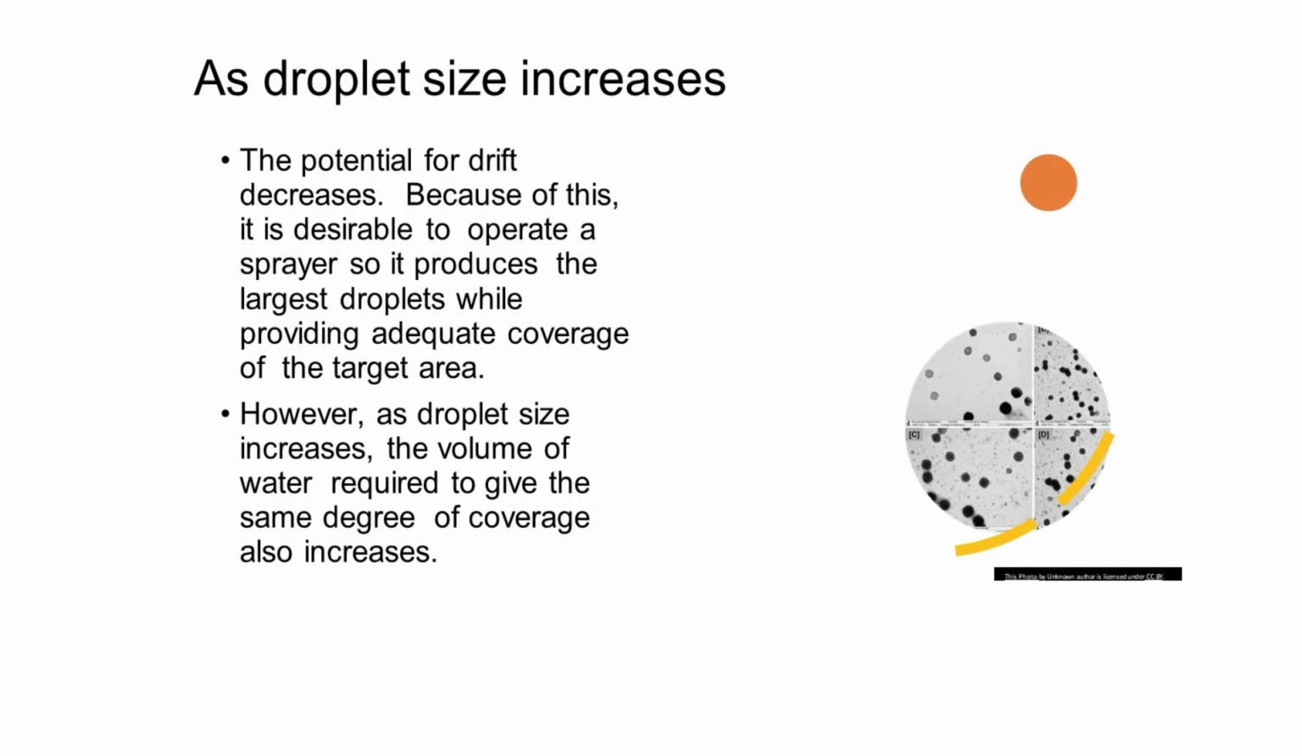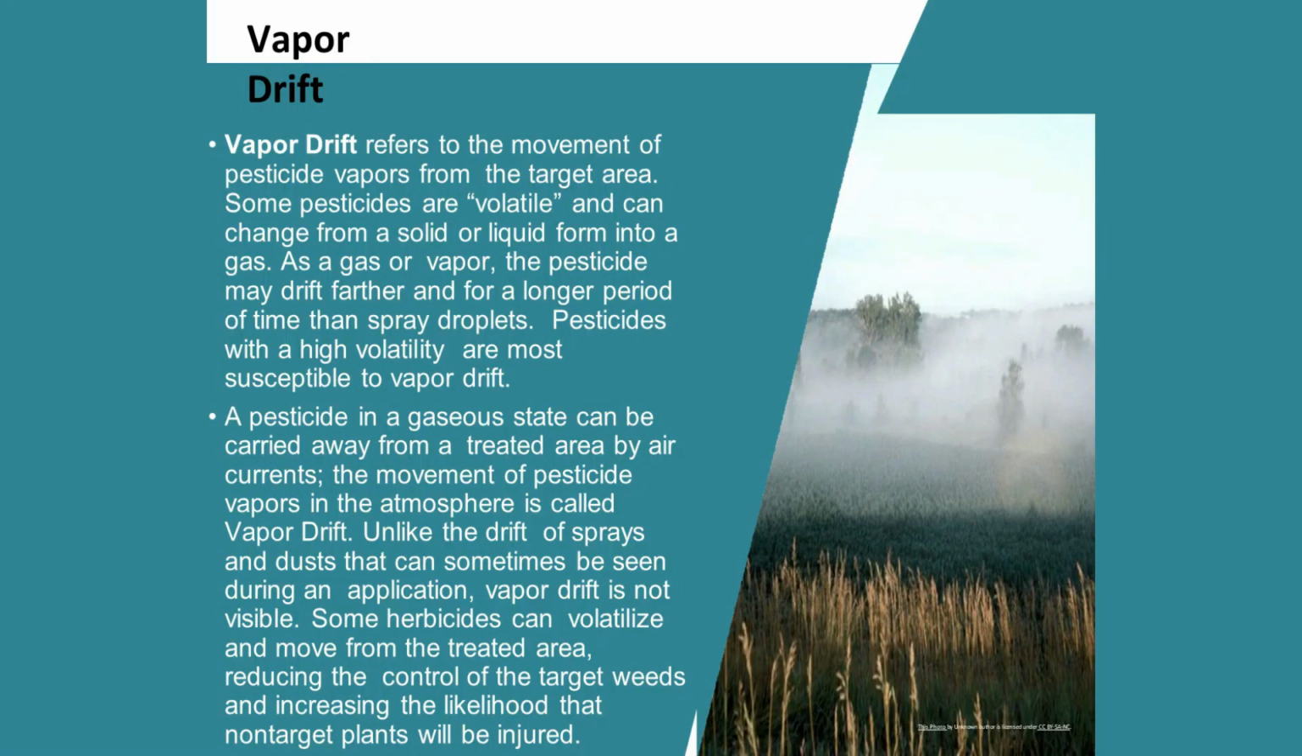As droplet size increases, the potential for drift decreases. Because of this, it is desirable to operate a sprayer so it produces the largest droplets while providing adequate coverage of the target area. However, as droplet size increases, the volume of water required to give the same degree of coverage also increases.